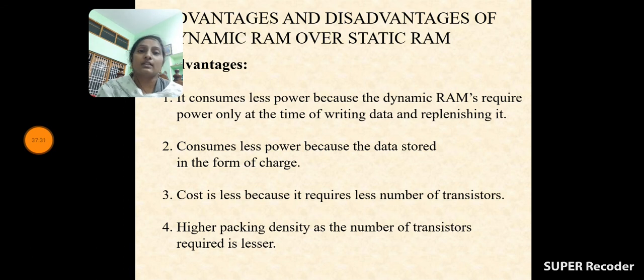And here the cost of this one is very, very less. And it requires a smaller number of transistors. Okay. And high packing density is there, as the number of transistors required is lesser.